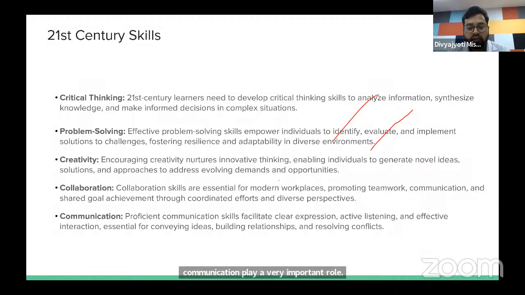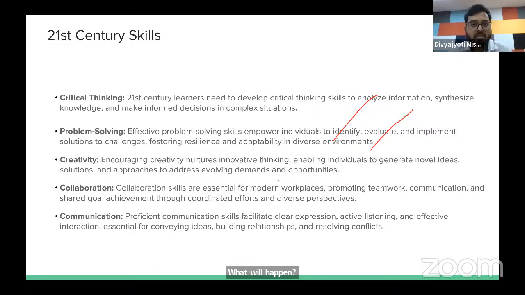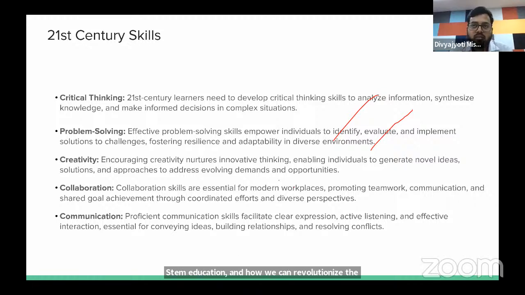If we work on these concepts, what will happen? Our students will be well prepared for anything that happens in the future. That is our core focus around STEM education and how we can revolutionize the whole industry, so that schools transitioning from the traditional education system, where the major focus was rote learning, can transition to 21st century schools where they implement these skills in the classroom so that students can have a better understanding.